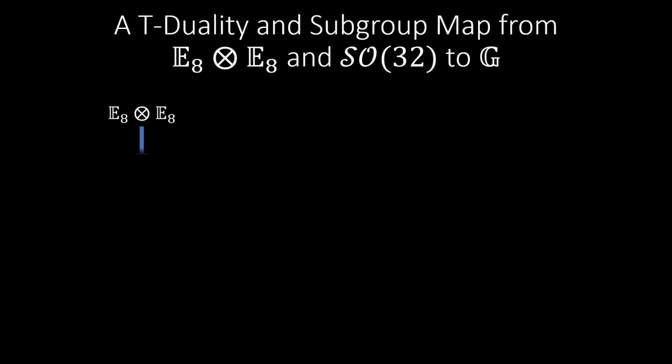So E8 cross E8, of course, immediately breaks down into E8, which we can go down from to E7, down to E6. Now, let's also consider SO(32) with a real representation. String theories compactified on these two, E8 cross E8 and SO(32), are related via T-duality.